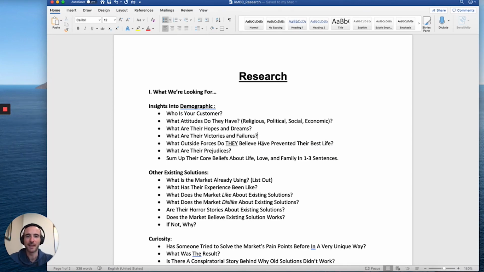And then next we want to look at what outside forces they believe have prevented their best life. So, for example, if they're like Wall Street is rigged, and that's why I can never get ahead financially, or big pharma is crooked, and their healthcare costs are why I'm not healthy, or if I had just gone to college, I could be a millionaire. People always, not always, but a lot of people have stories that they tell themselves and that they tell others about why they're not where they want to be in their lives.